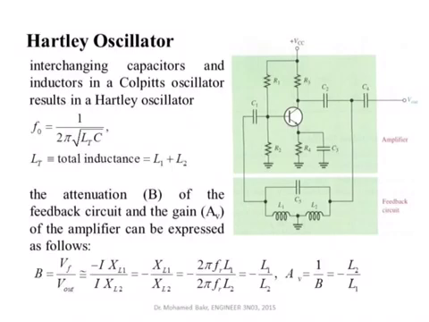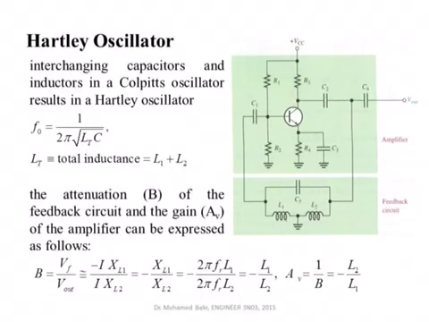A second type of oscillator is called the Hartley Oscillator. The Hartley Oscillator has exactly the same concept of operation as the Colpitts Oscillator. The only difference is that instead of having one inductor and two capacitors, we have one capacitor and two inductors. But the concept is the same.